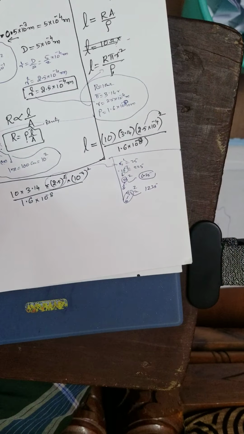3.14 into 625, therefore 6.25 into 10 to the power of 2, 4s are minus 8, divided by 1.6 into 10 to the power of minus 8. This one gets cancelled.